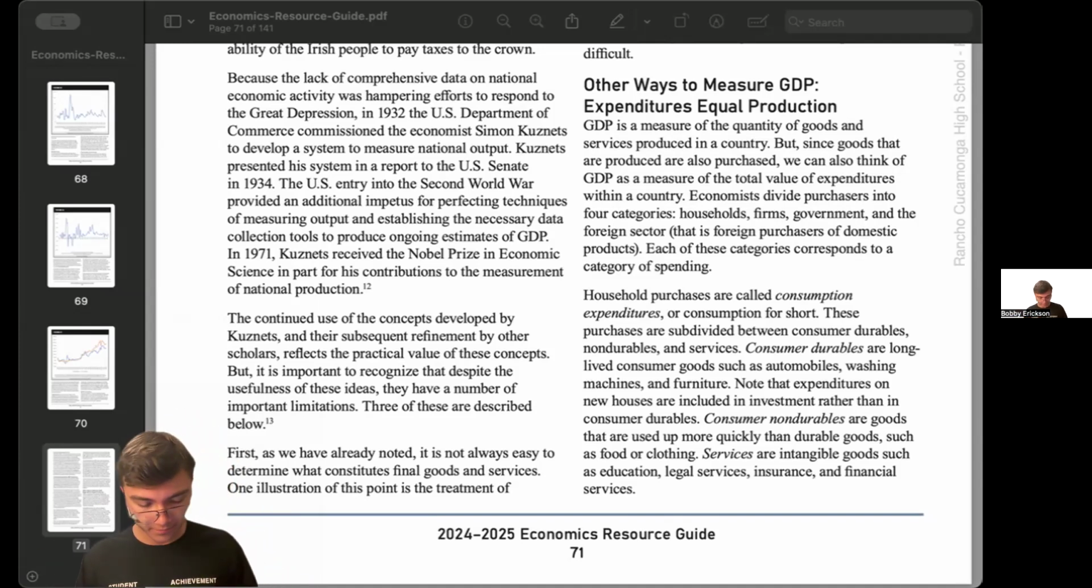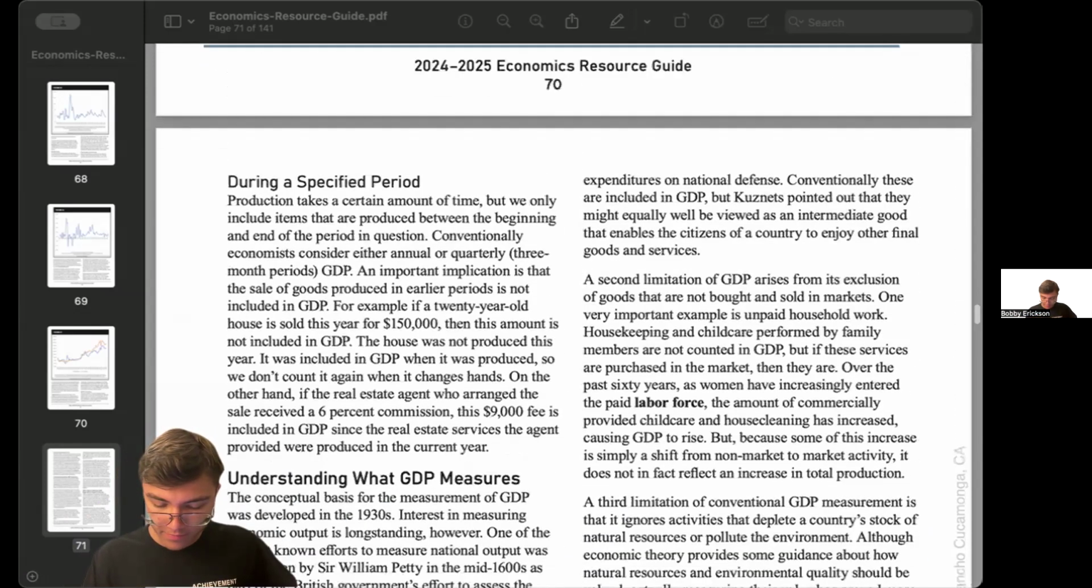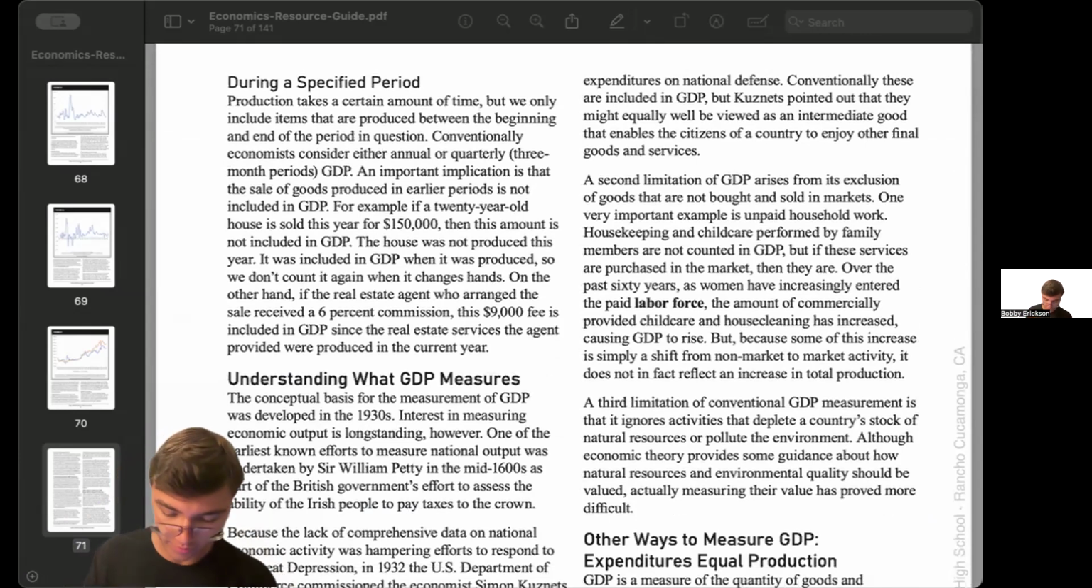The first one is that it's not always easy to determine what constitutes the final goods and services. The treatment of expenditures on national defense is a clear difficulty in GDP. Kuznets himself pointed out that they might be viewed as an intermediate good that allows citizens to enjoy their final goods and services. Usually national defense is included in GDP, but this might be considered an intermediate good, and so there's a limitation there.